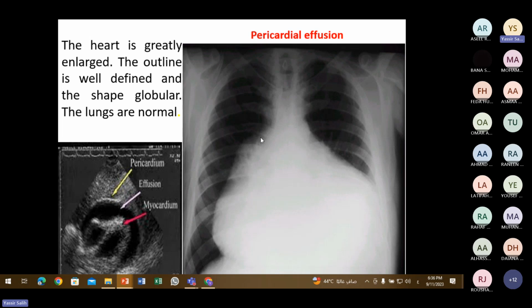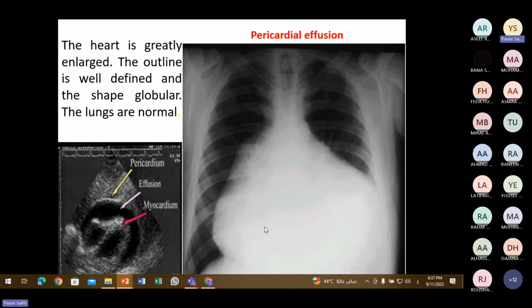أهم شيء الشيب من الهارت shape دي مهمة جدا. Globular in shape or flask shape or شنو؟ Flask, globular or bottle. الشيب بتاعه ده مهم جدا. الكاركترستيك شيب globular in shape, flask shape or bottle shape. So this is the diagnosis, and the lung appears normal. There is no abnormality. So what is the diagnosis?